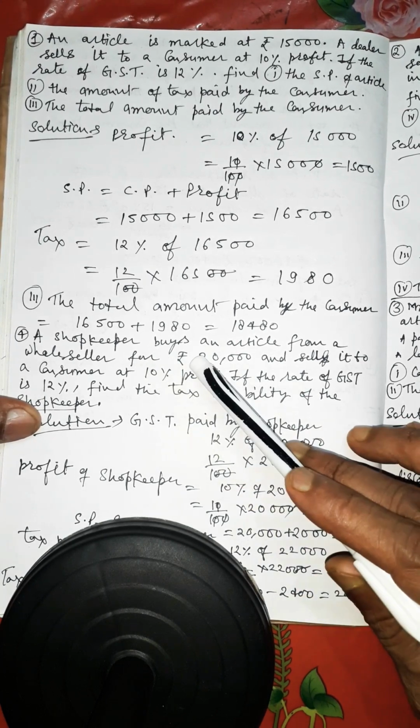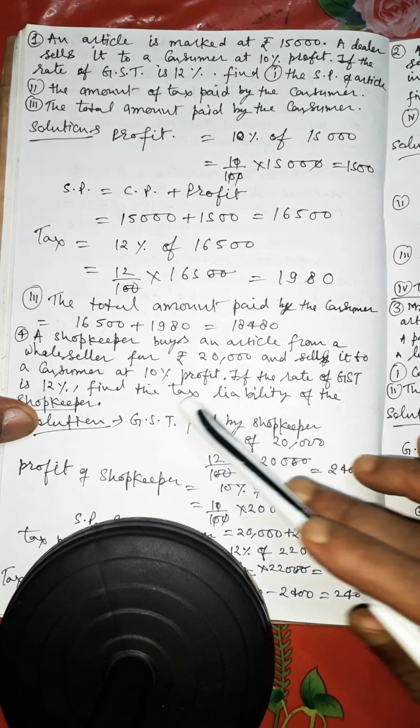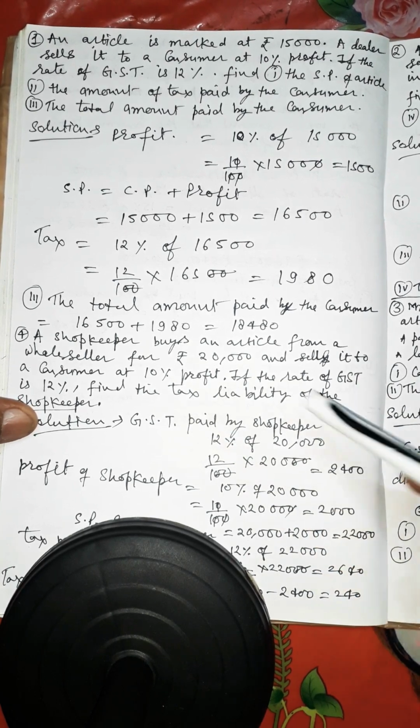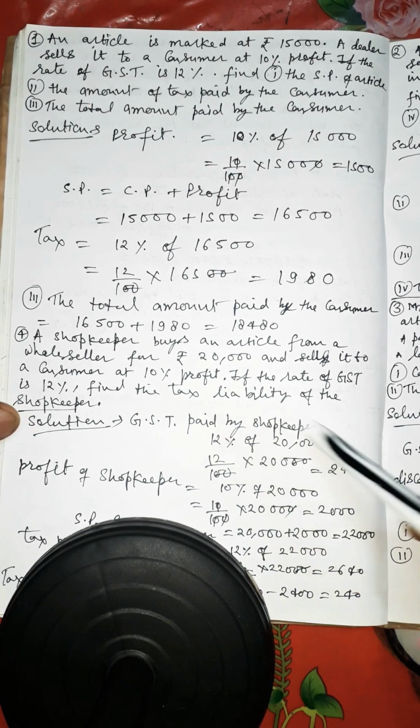Question number 4. A shopkeeper buys an article from a wholesaler for 20,000 and sells it to a consumer at a 10% profit. If the rate of GST is 12%, find the tax liability.